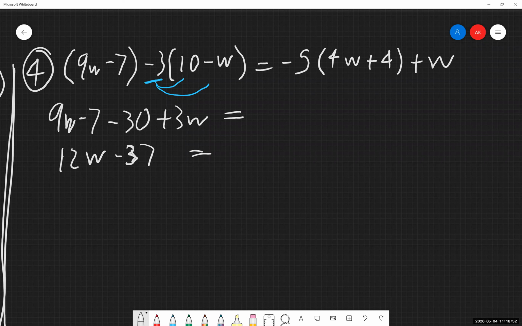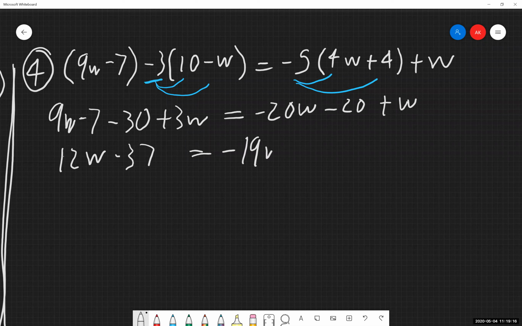Simplify the right-hand side. It's -5 distributing through. And then combine like terms. On that side, I have -20w plus 1w. It's going to be -19w minus 20.